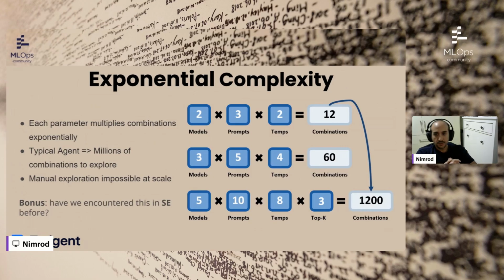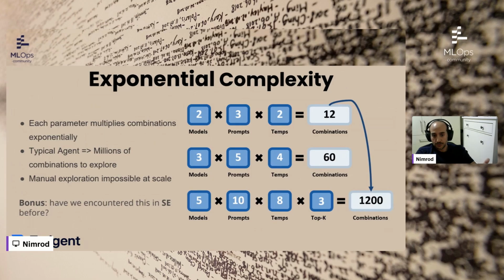If you increase the amounts a little bit, you get 60. If you add top K, if you're using few shots, and so on, you're already at 1,200 options, and it can explode dramatically. And we're seeing that the amount of design choices is increasing by the day. So this approach is not going to be very practical if we approach it naively.